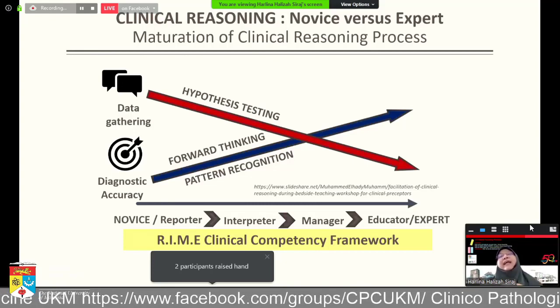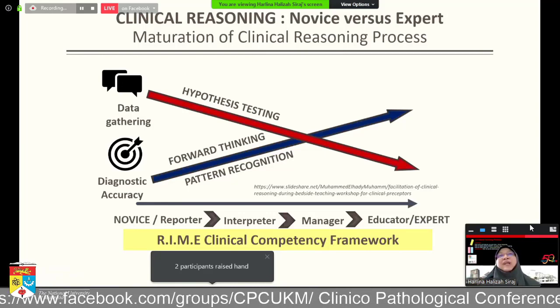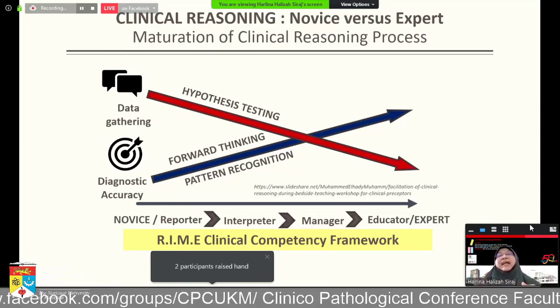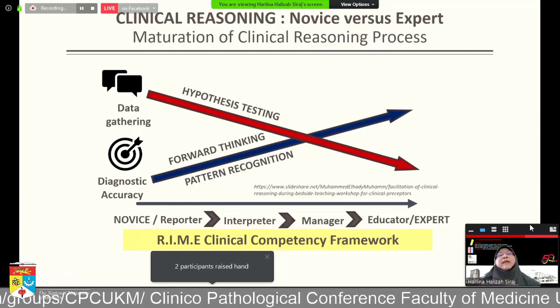And finally, I hope we are actually at the end of the E, which is educator or expert. So at this point in time, our data gathering becomes very targeted, and of course, we have better diagnostic accuracy.